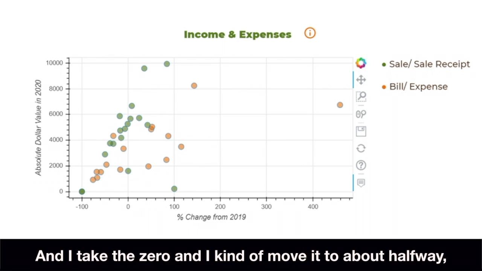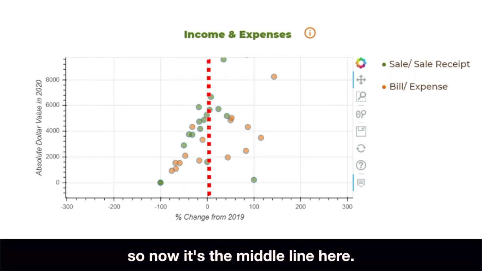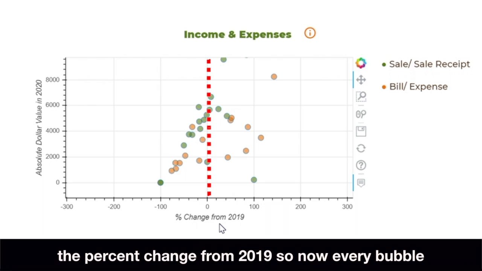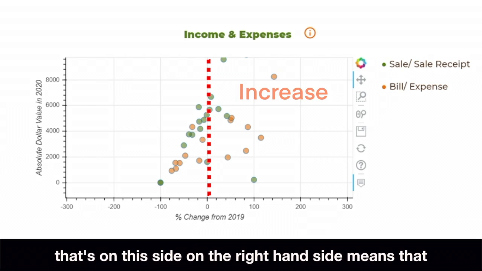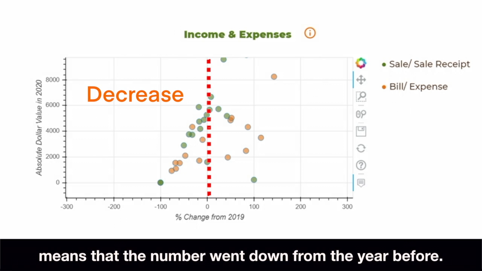And I take the 0 and I kind of move it to about halfway. So now it's the middle line here. Because remember, at the bottom, we're talking about the percent change from 2019. So now every bubble that's on the right-hand side means that the number grew. And if it's on the left-hand side, it means that the number went down from the year before.